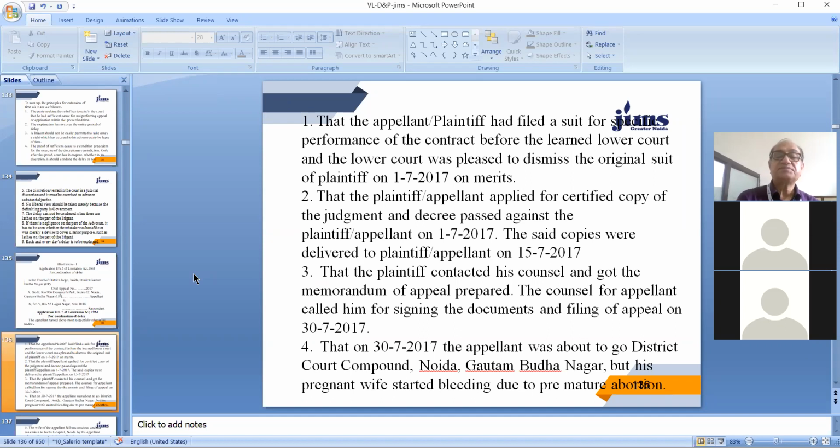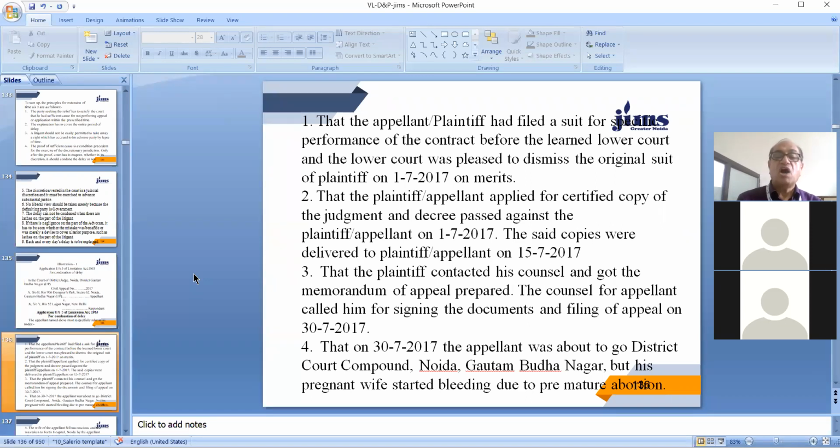Para 3, that the plaintiff contacted his counsel and got the memorandum of appeal prepared. The counsel for the appellant called him for signing the documents and filing of appeal on 30th July 2017. You see, the case was dismissed on 1st July. You have a period of 30 days for filing appeal, up to 31st July.